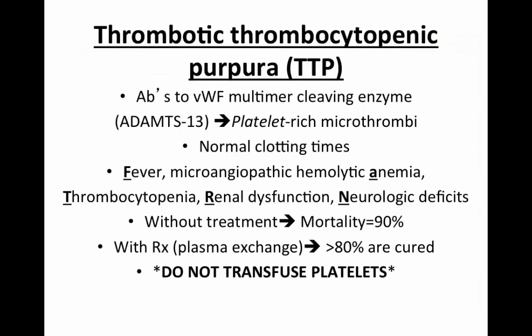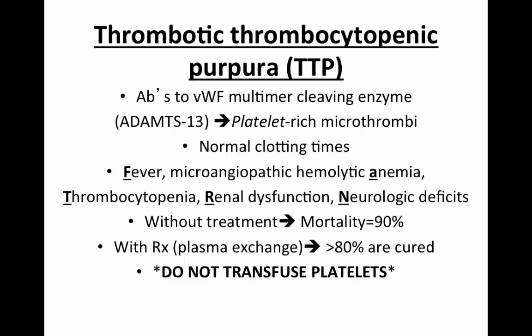Thrombotic thrombocytopenic purpura, or TTP, on the other hand, is due to antibodies to von Willebrand factor multimer cleaving enzyme. And this enzyme is called ADAMTS13. I'll get into it in a minute. This stands for a disintegrin and metalloprotease with thrombospondin motif type 13. And antibodies against this cleaving enzyme result in platelet-rich microthrombi. I'll go over that in more detail on the drawing board in a second here.